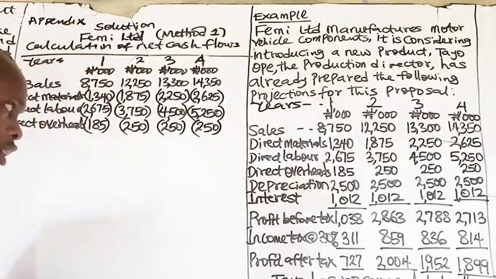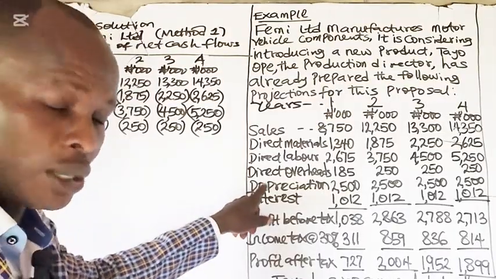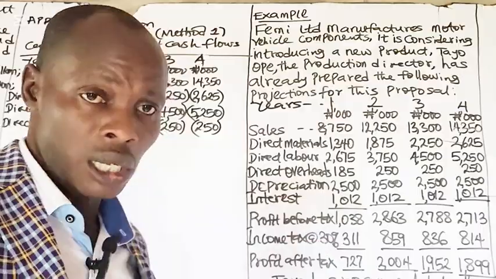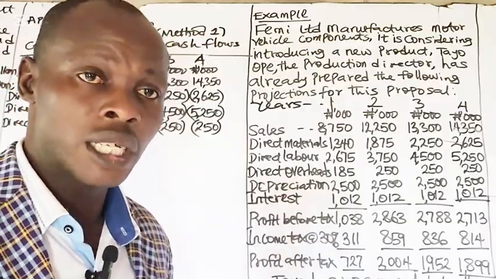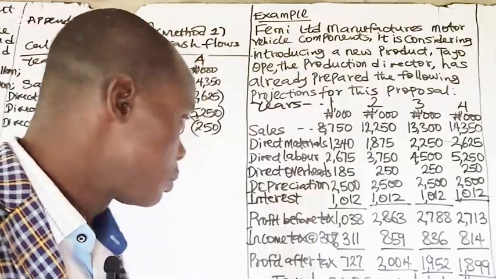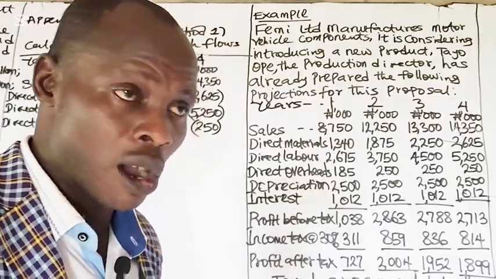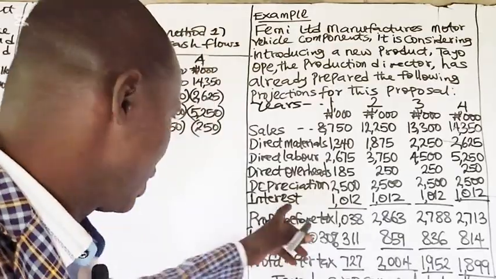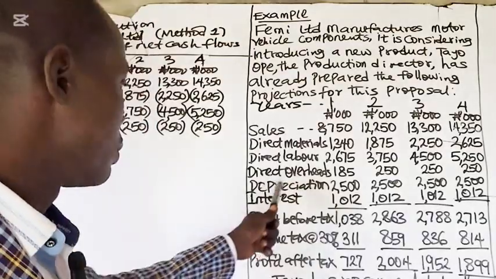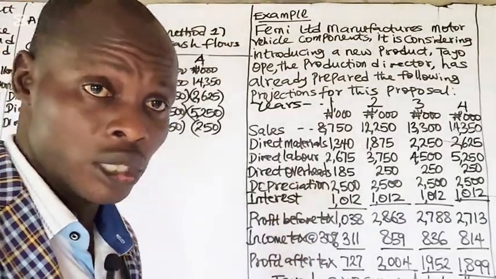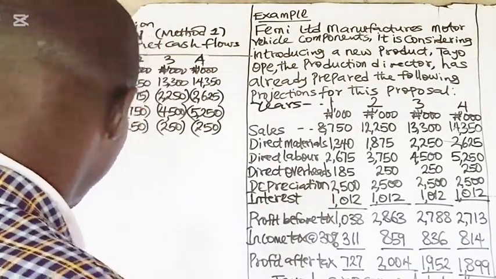After direct overheads, the next item is depreciation. Depreciation is not a cash flow. If you have watched my earlier video on relevant costing for investment appraisal purpose or for discounted cash flows analysis, you will agree with me that depreciation is not a relevant cost. It's not relevant because it is not a cash flow.